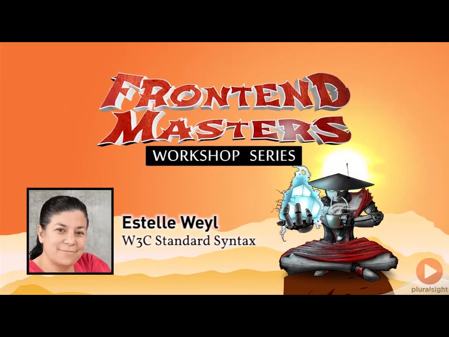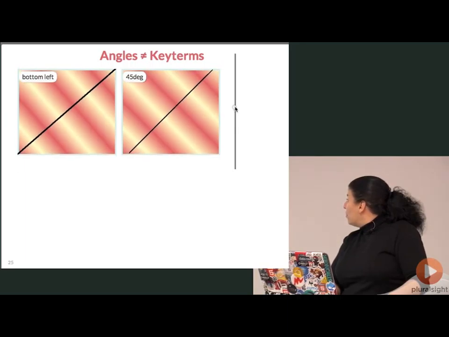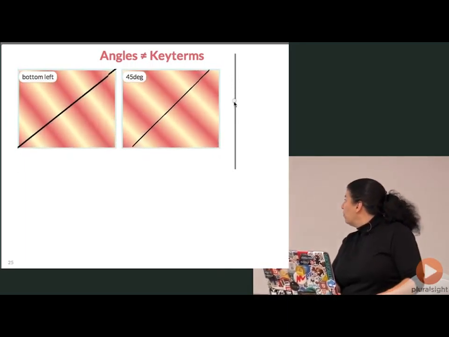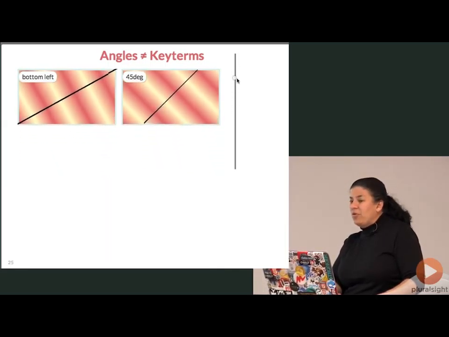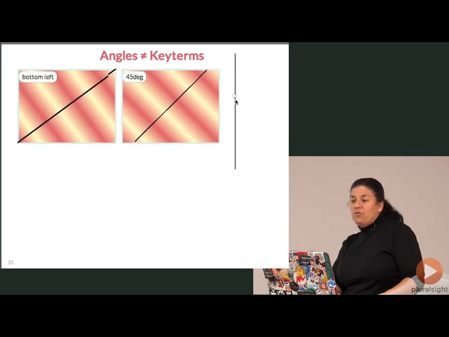So that is basically what I want to cover. Just one last slide here on gradients. 45 degrees is not the same as bottom left. Again, degrees will always be the exact same location. Bottom left will actually be corner to corner, if it was square. Okay.